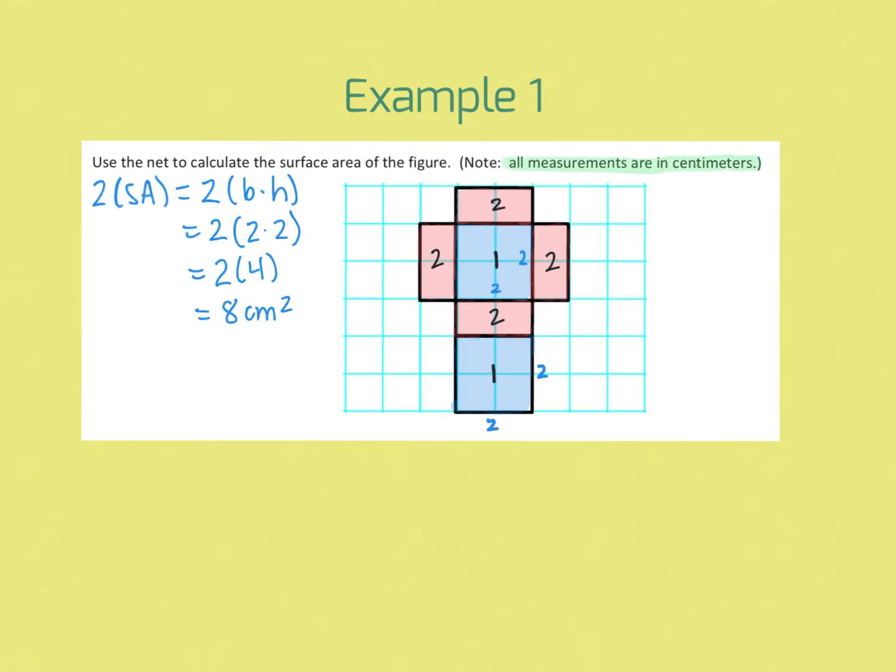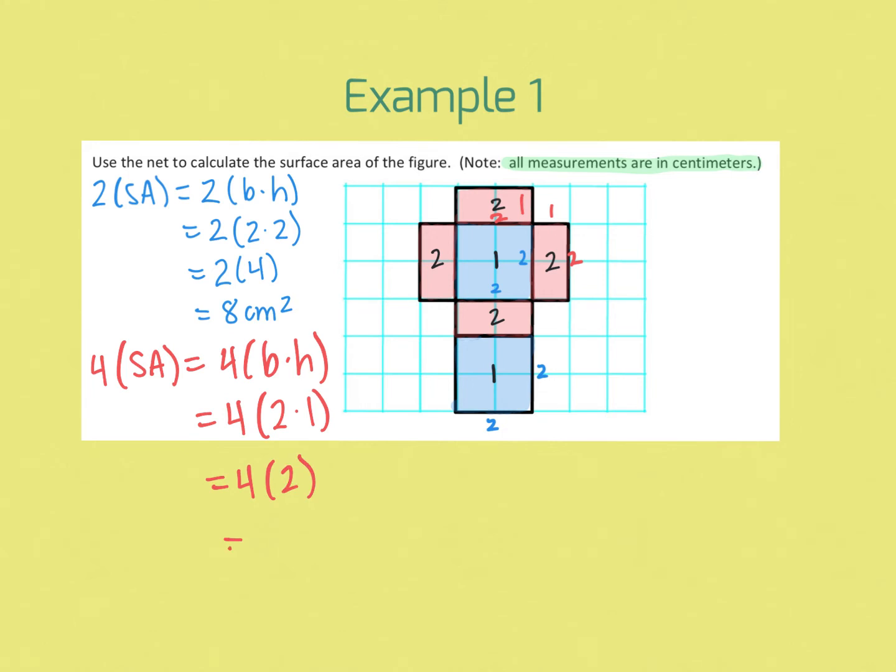And now in our second shape, we have 4 rectangles. And their dimensions are 2 by 1. And they are also the vertical rectangles, and we have 4 of them. So we would do 4 times the surface area equals 4 times base times height. So that's 4 times the base, 2, times the height, 1. So that's 4 times 2, which equals, again, 8 square centimeters.